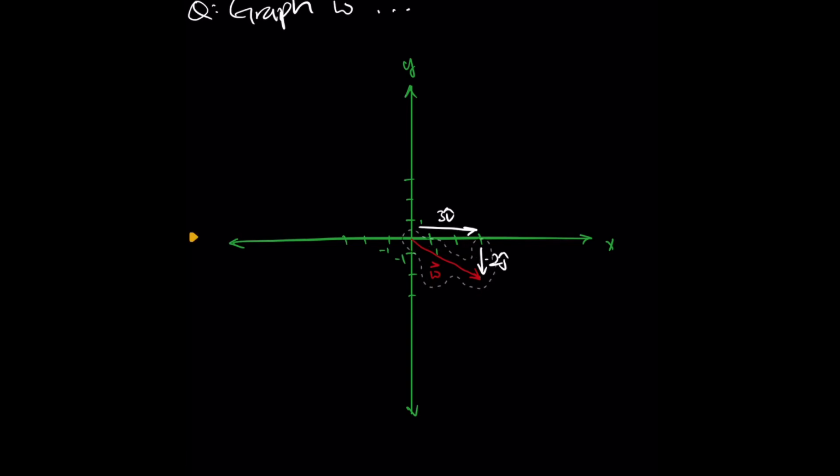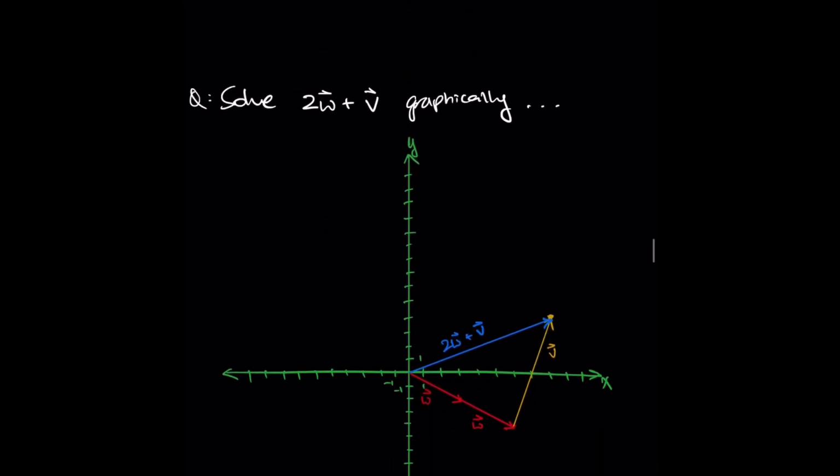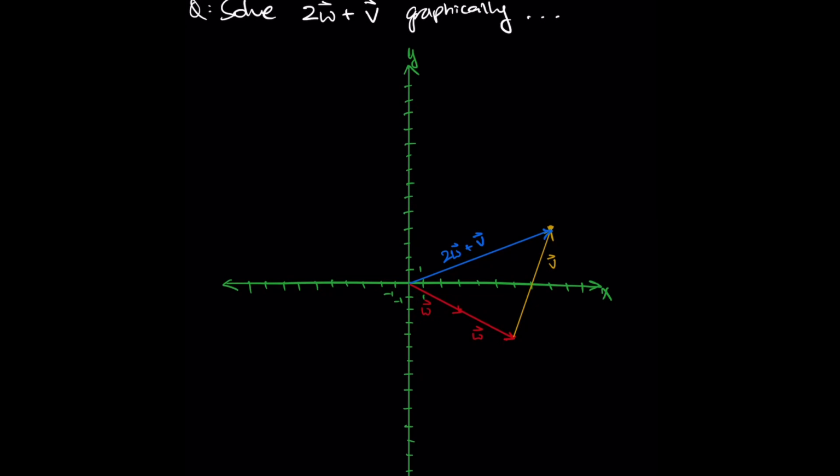We want to solve an equation such as 2w plus v graphically. All we need to do is graph 2w and v using the method shown above. Take a look that the terminal side of the vector is connected with the initial side of another vector. Graph 2w and graph v, connect them together with terminal to initial, and our resultant vector 2w plus v is thus represented by this vector.